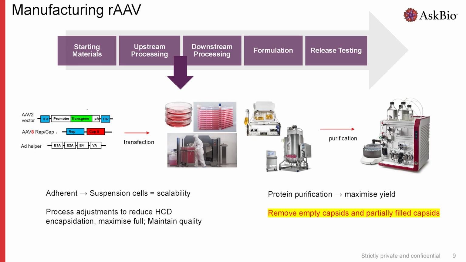After your upstream process, you need to be able to purify your vector. In the early days, it was done with ultracentrifugation, but now we frequently use, particularly at scale, chromatography, and this allows us to maximize yield, but also a significant amount of effort in the field has gone into trying to remove those empty capsids and the partially filled capsids, because as I said, we'd like to think this process of production is very streamlined, but we are beginning to recognise that we're packing in more than we bargained for.